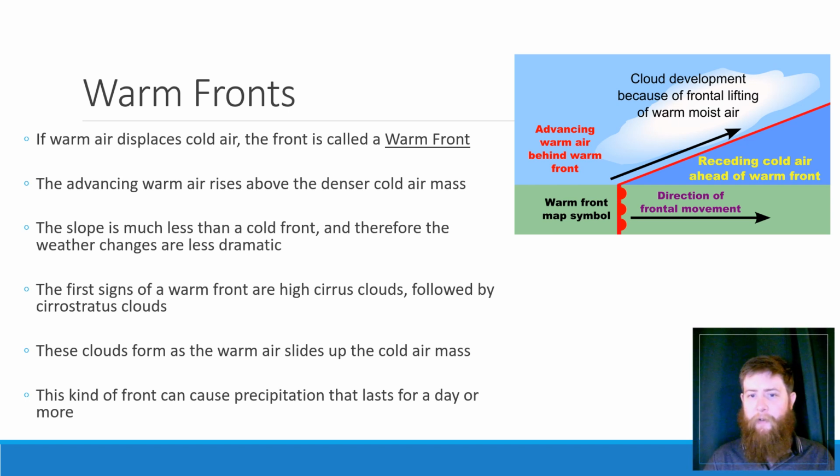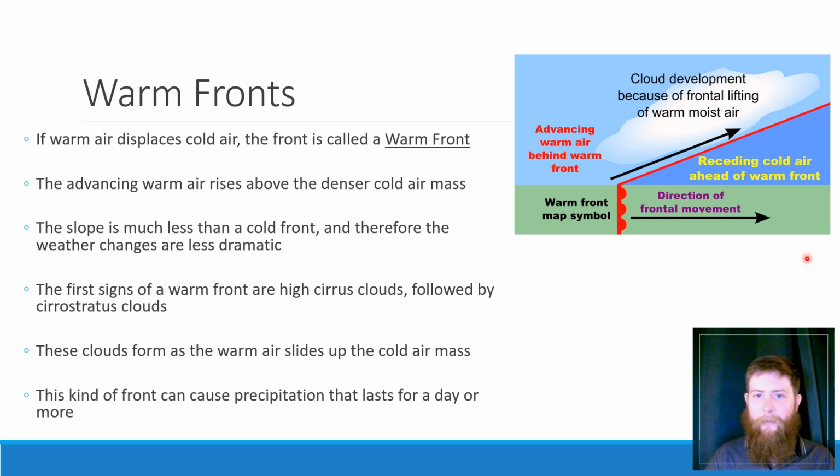The second type we're going to talk about are warm fronts, and this is where warm air is moving into an area and displacing cold air. As it moves into the area, it doesn't want to mix with that cold air, so it starts to rise to the top of it. It has a much gentler slope, as you can see in this picture here. It's kind of like this nicer line here. If you were going to be sledding down this hill, you would like this hill a lot more than the previous one where it was really, really steep.